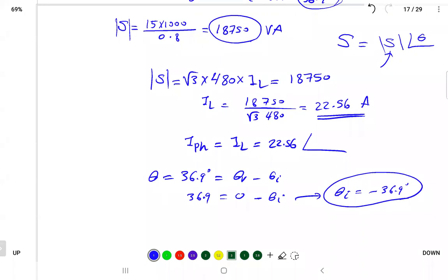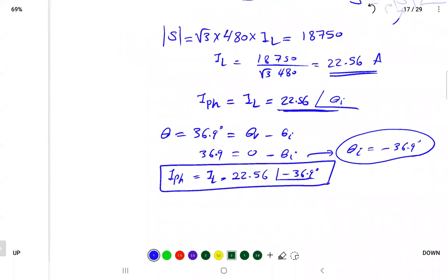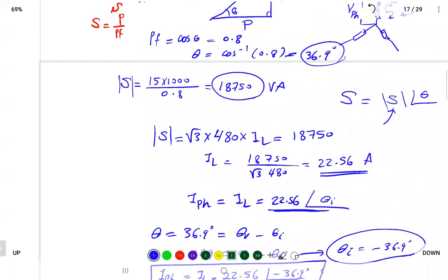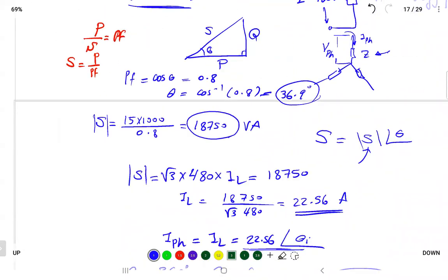You have to remember voltage and current in sinusoidal form have a magnitude and an angle. So now I can say that the phase current, which is equal to the line current, I just have it here, but was missing the theta I. So it's equal to 22.56, and the angle is negative 36.9. That's the current. Do I know the voltage? Yes, I know. It was given. The line voltage is equal to 480 and the angle is 0.